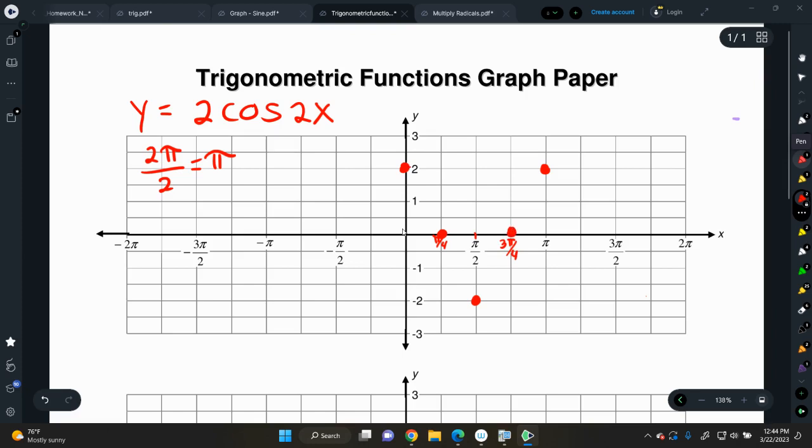I think probably one of the hardest parts about graphing these is labeling those points. Right? Okay. So let me show you how you figure out what those coordinates are.